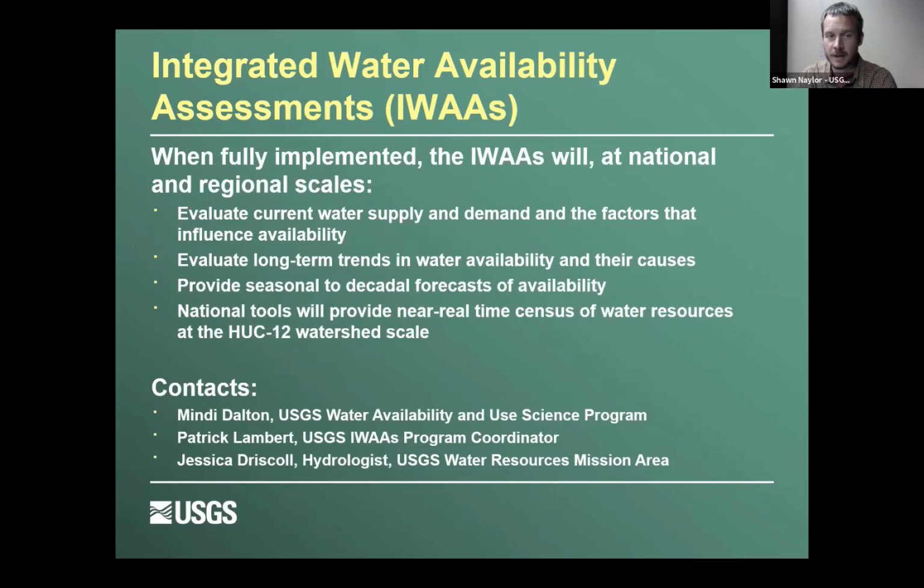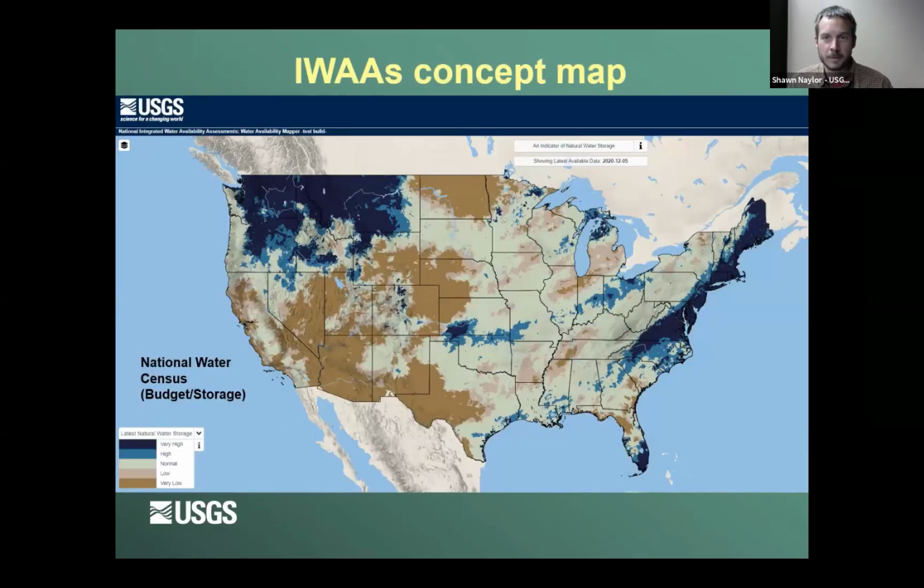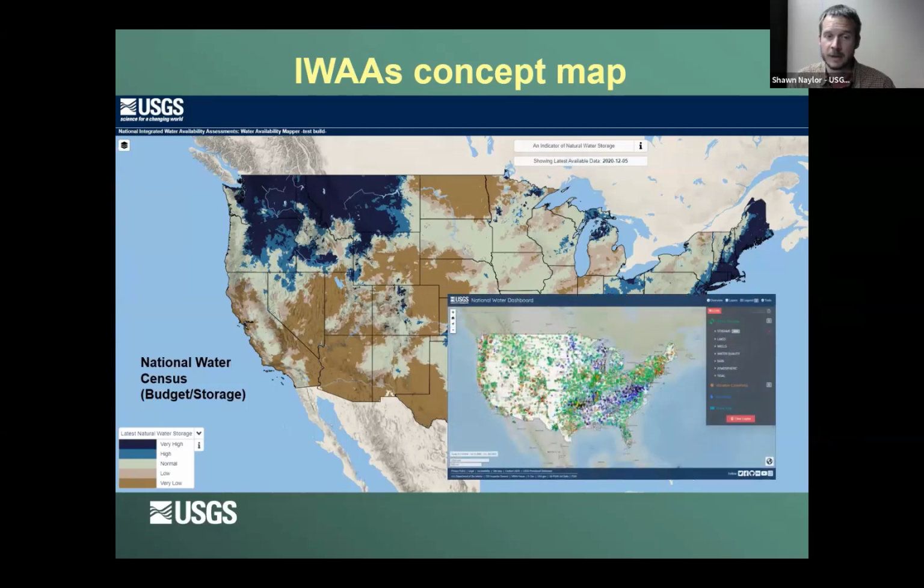The national tools, like I said, will effectively provide a real-time water census at the HUC 12 watershed scale. And a HUC 12 watershed is typically around 40 square miles. So I've listed some of our colleagues at the national level here that are currently working to develop all these tools. And Pat Lambert recently provided us with some concept maps that are right now being developed. So this is the nationwide water census. This was made live in December of 2020. And this is directly linked to the National Water Dashboard that Jeff spoke about earlier.